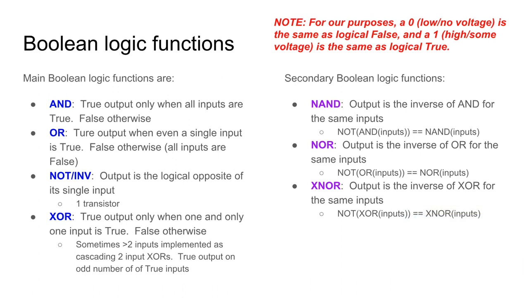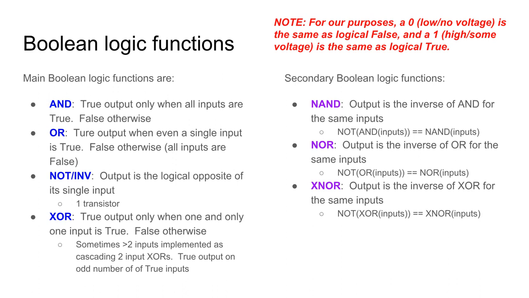Now, there are secondary Boolean logic functions as well, and they can be synthesized from the main Boolean functions. The first of these is NAND, which is effectively just inverting the output of the AND operation. So it's fairly simple. The same is true with NOR and exclusive NOR. They are the OR operation inverted, or the exclusive OR operation with its output inverted.